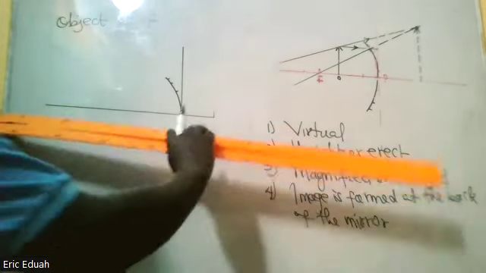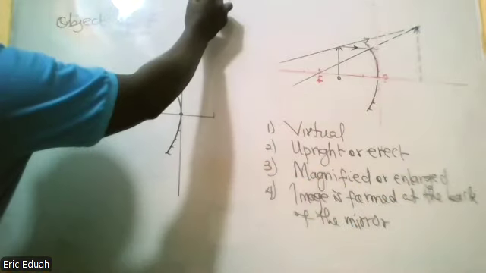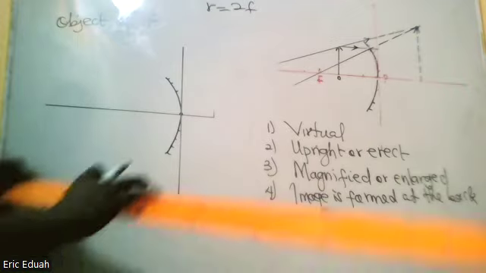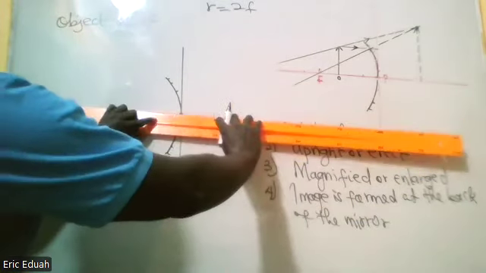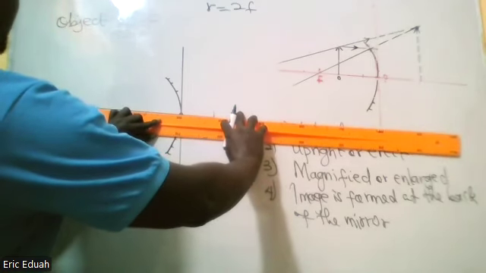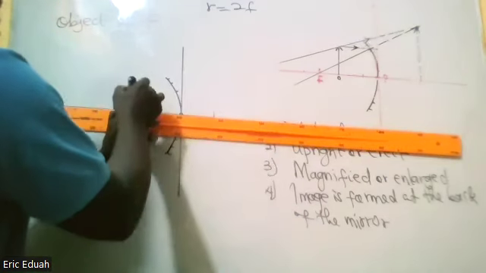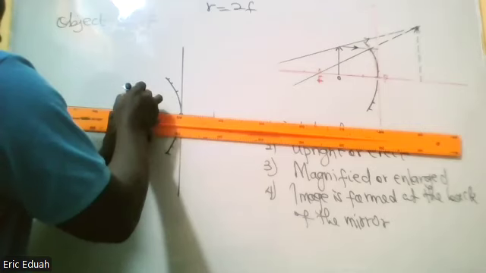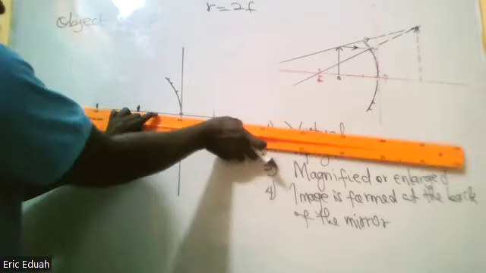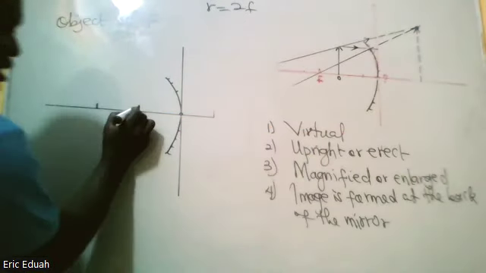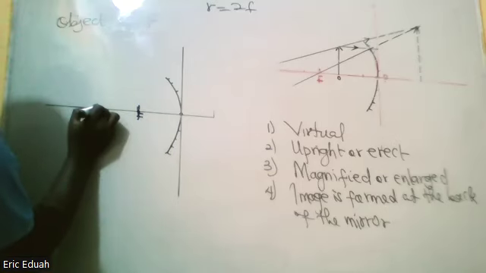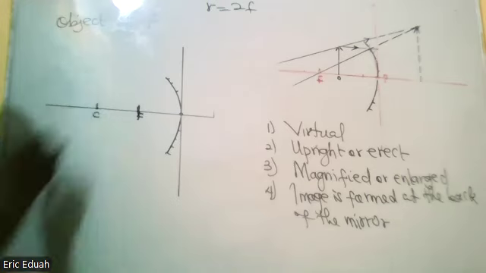Okay. So we take into account R is equal to 2F. Very, very important. So we take our measurements. I'm using 10 centimeters. Now, when you don't get this right, it will affect your ray diagram. So F is here. C is here.